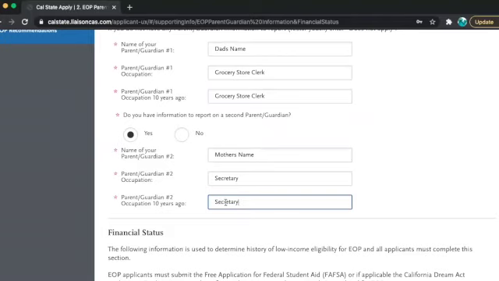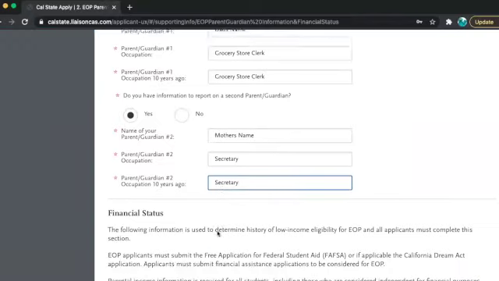If 10 years ago they were unemployed, you can put unemployed. If they're currently unemployed, you can put unemployed. If 10 years ago they had a different title, that's fine. Put whatever job they had 10 years ago.